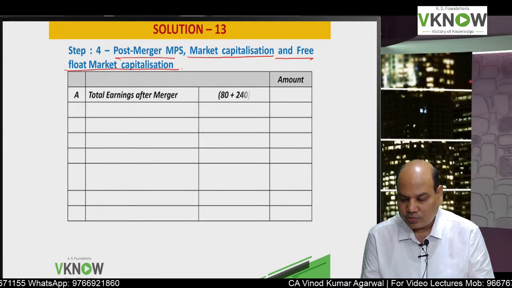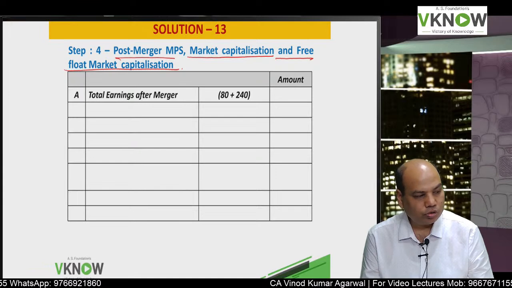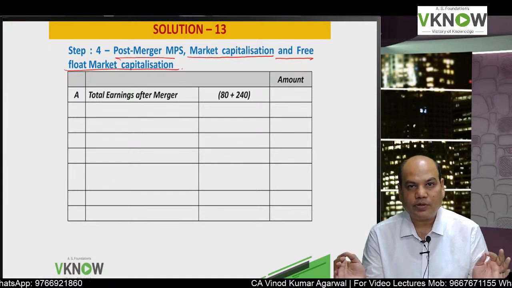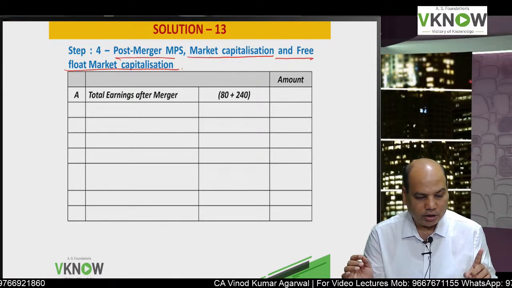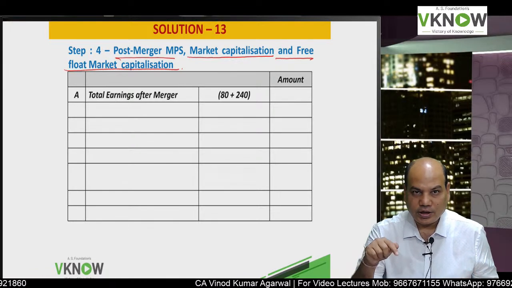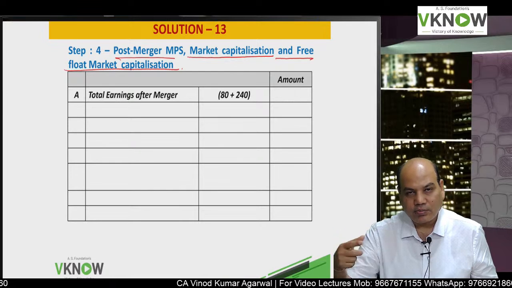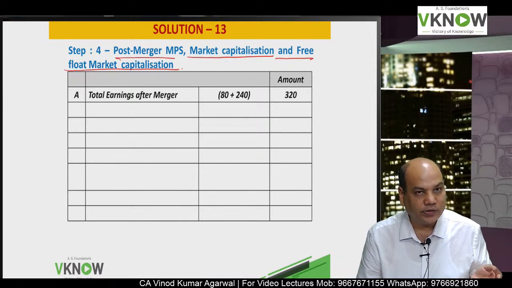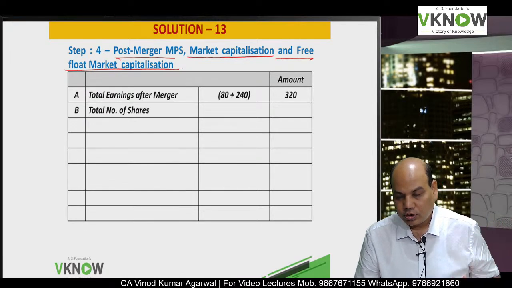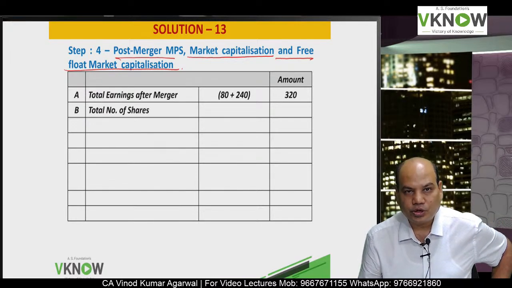There is no synergy benefit. So total earning will be the sum of the earnings of the two companies. Step 1: earnings of one company is 80 lakh, earnings of the second company is 240 lakh. So assuming no synergy because nothing is given, we'll take 320. Total number of shares: go to step 2.